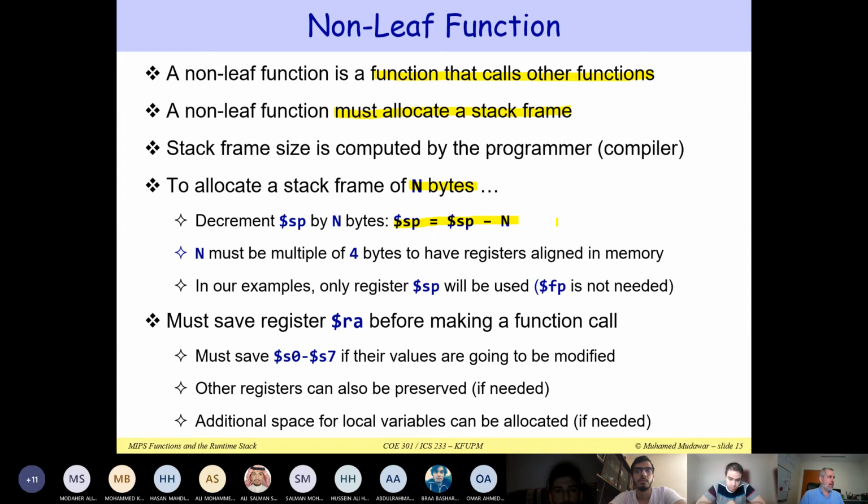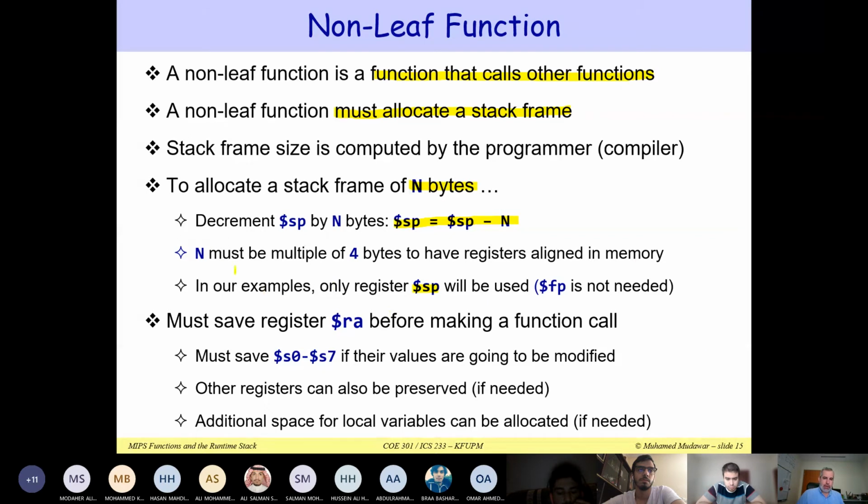But if it wants to save other registers and would like to use the stack frame for other purposes, then it has to allocate more bytes. So you can allocate n bytes by just decrementing the stack pointer. That's how it is done. In our examples, we are going to focus only on the stack pointer. We are not going to use the frame pointer, so I'm not going to show the frame pointer. The stack pointer is sufficient. We are going to keep the examples very simple.